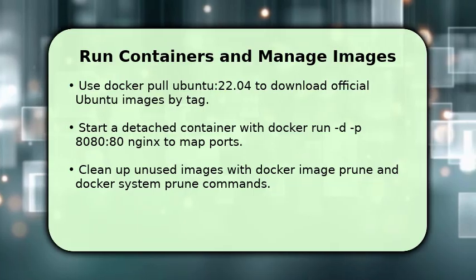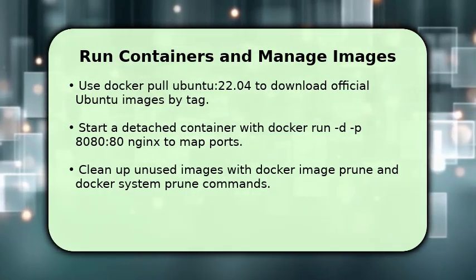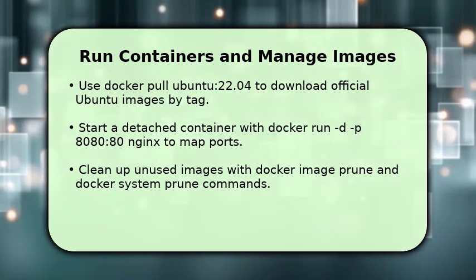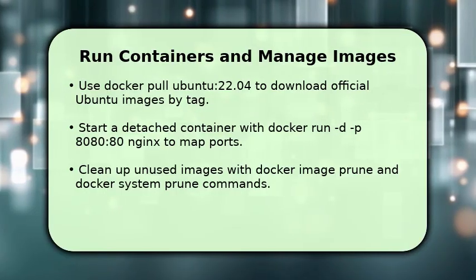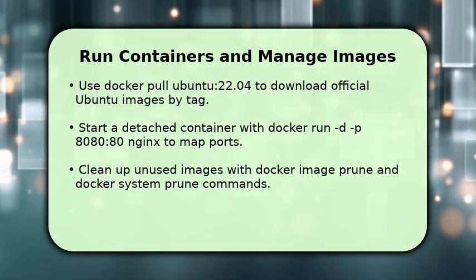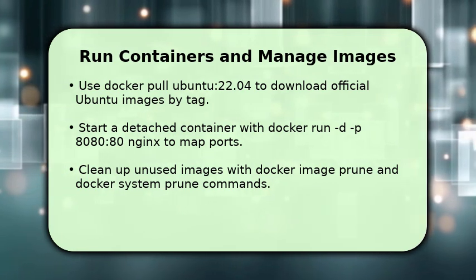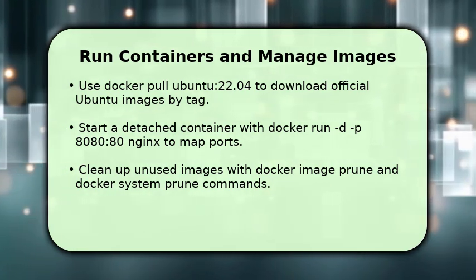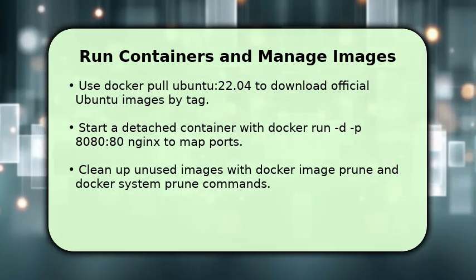Run containers interactively with docker run -it ubuntu:22.04 bash to open a shell inside the container. Launch services detached with docker run -d -p 8080:80 nginx to map host port 8080 to container port 80. Use docker ps and docker logs <container-id> to list and inspect running containers quickly.